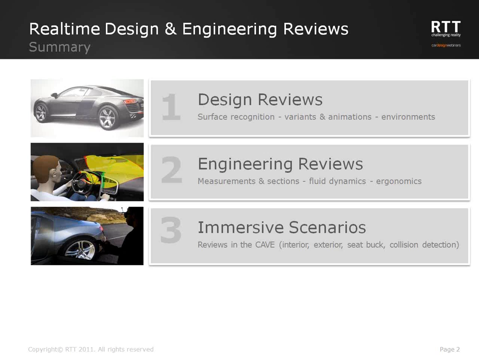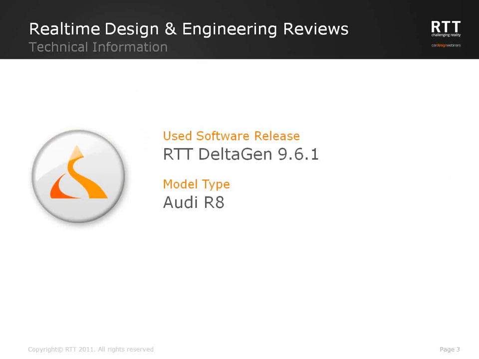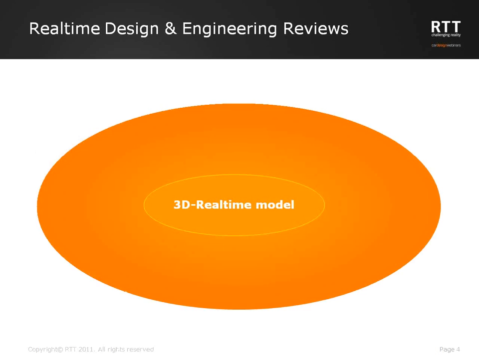So you see here three sections we want to present today. We give you an overview of how such design reviews can look like and what can be done with engineering reviews. And later on, and this is suitable for both use cases, how an immersive scenario could look like. For the whole presentation, we do a live demo with live running software. The software is RTT DeltaGen release 9.6.1. And for the geometry, the model will be an Audi R8 we have prepared for this demo.